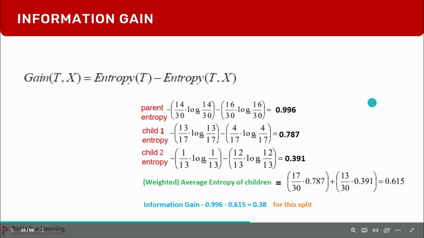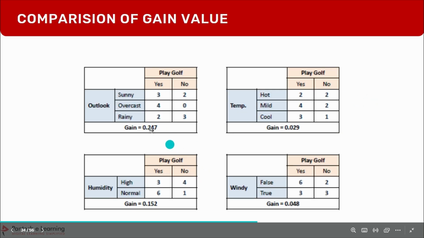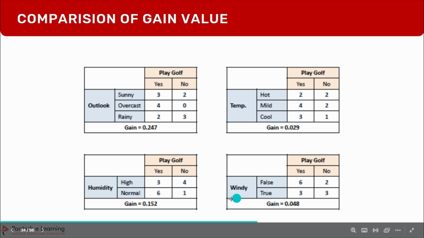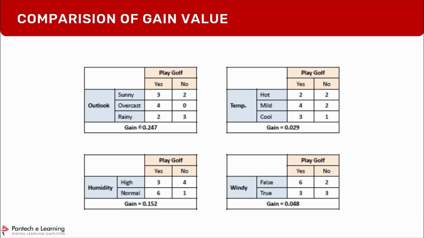Like that, for every parent and children combination, we will get a gain value. See here, with outlook as parent and the rest as children, we are getting the gain as 0.247. With temperature as parent and the remaining as children, we are getting 0.029, and like that we are getting these values. So among these four values, tell me guys, which should our decision tree algorithm select?